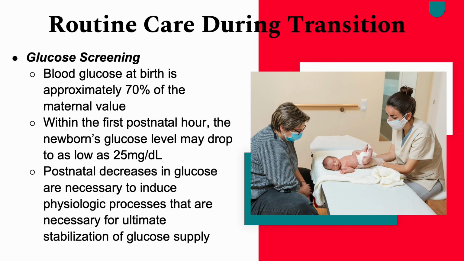The routine care during this transition may include glucose screening. Blood glucose in the newborn at birth is approximately 70% of the maternal value. Within the first postnatal hour, the newborn's glucose level may drop to as low as 25 milligrams per deciliter. It has been postulated that postnatal decreases in glucose are necessary to appropriately induce physiological processes, such as gluconeogenesis or oxidative metabolism of fat. These are all necessary for ultimate stabilization of the glucose supply.